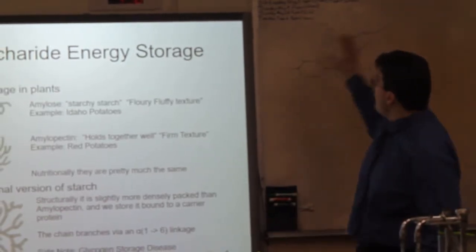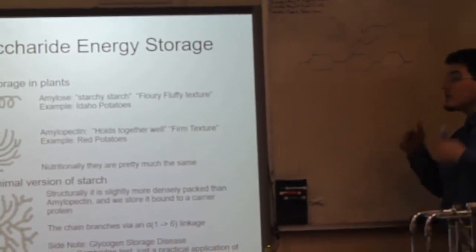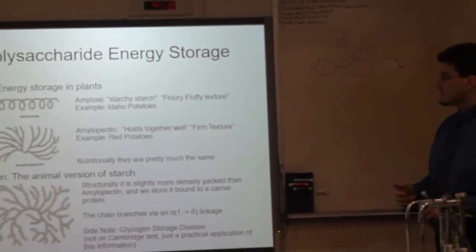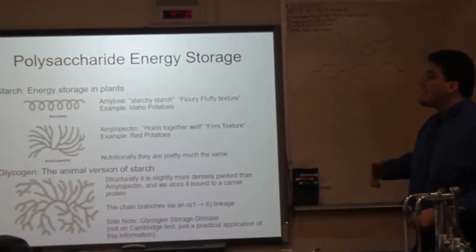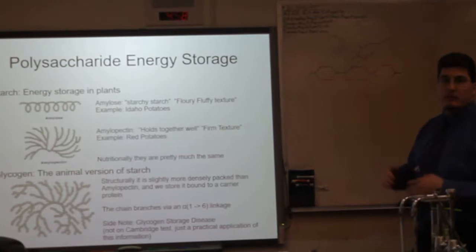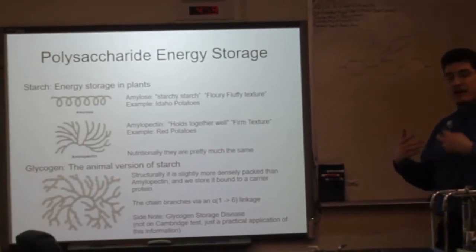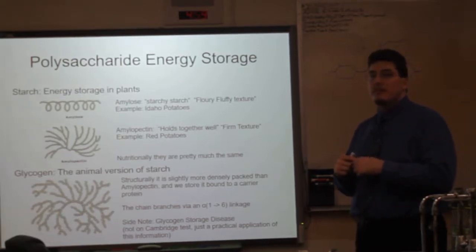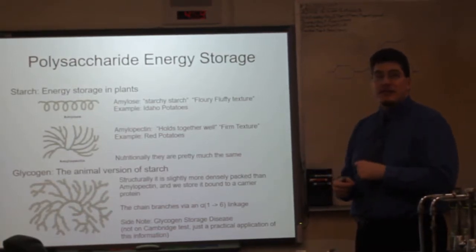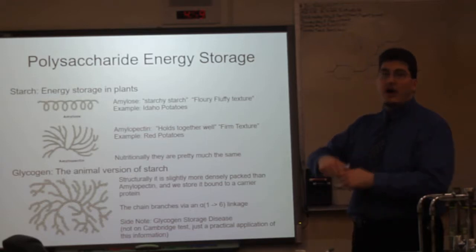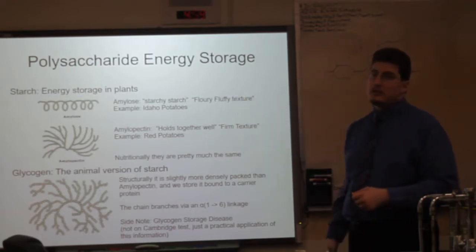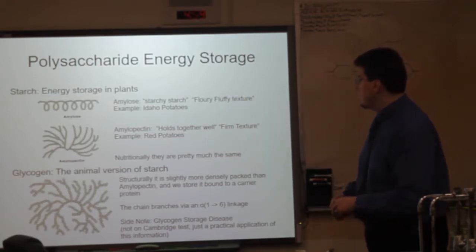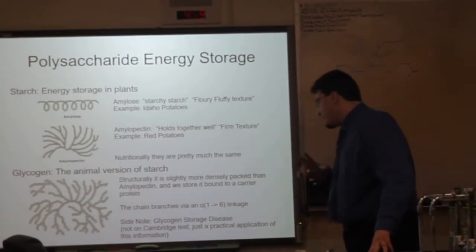So we have more branches, more closely packed, and we have shorter chains by virtue of them being more closely packed. So if you have more branches at greater frequency, you will have shorter chains of alpha-1,4 glycosidic bonds.